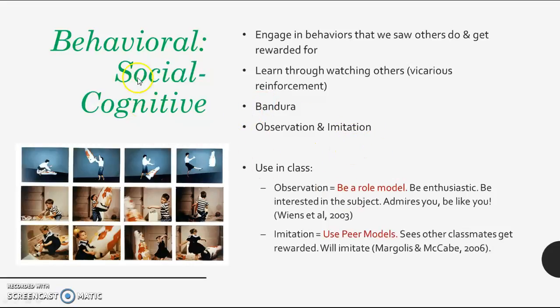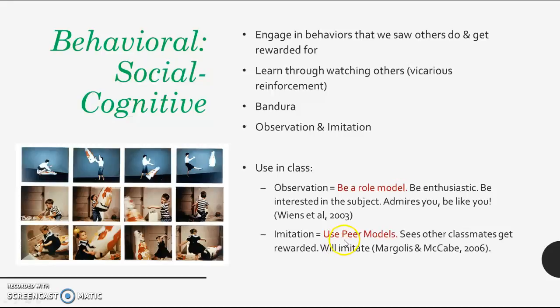So how can we use social conditioning? How can we use observation and imitation to motivate students to get engaged? Well, through observation, we can be a role model. So we need to be enthusiastic about the topic that we are teaching. When we are modeling an interest, then hopefully they will observe that and imitate it themselves. So we can model motivated behavior, an interest, effort, things of that sort. And when students admire you, they want to be like you, and they're going to imitate you.